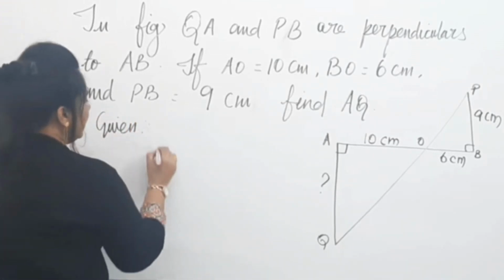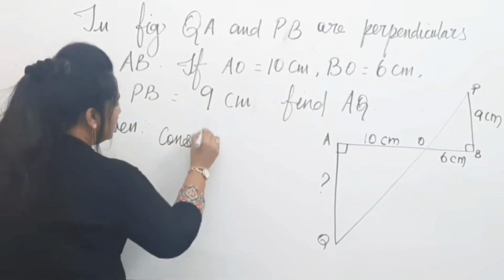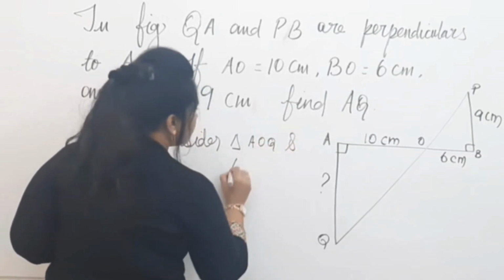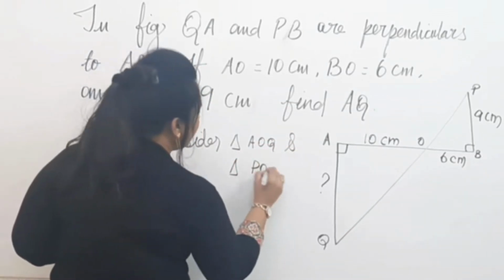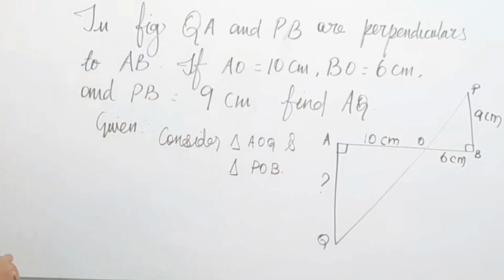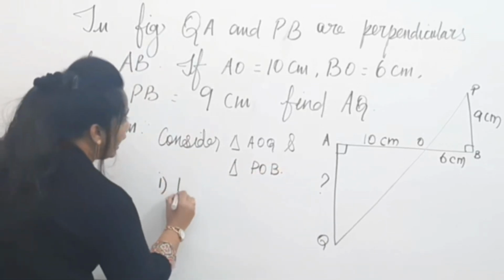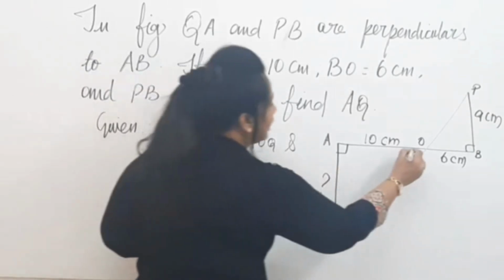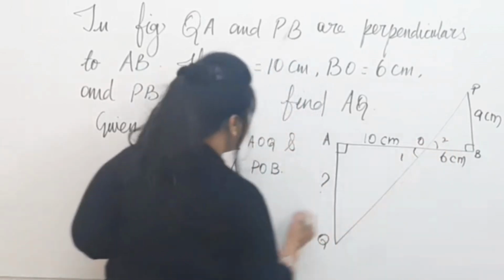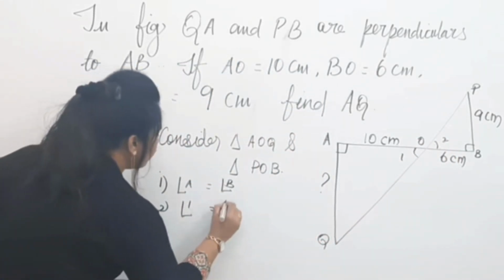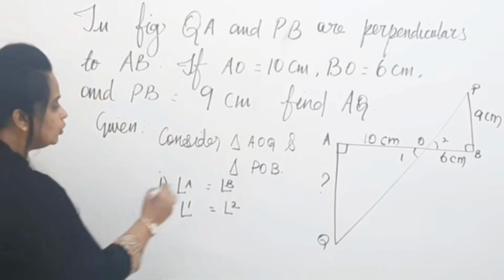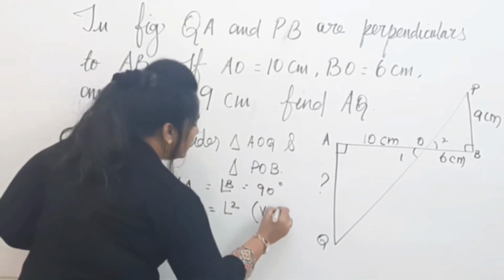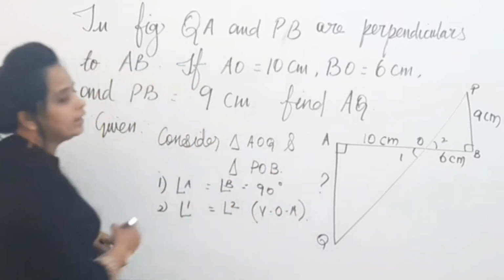So, consider triangles AOQ and POB. In these two triangles, the first point is angle A is equal to angle B. This is equal because it is 90 degrees. And the second point, I can say these two are vertically opposite angles, so angle 1 is equal to angle 2. This is equal because they are vertically opposite angles.